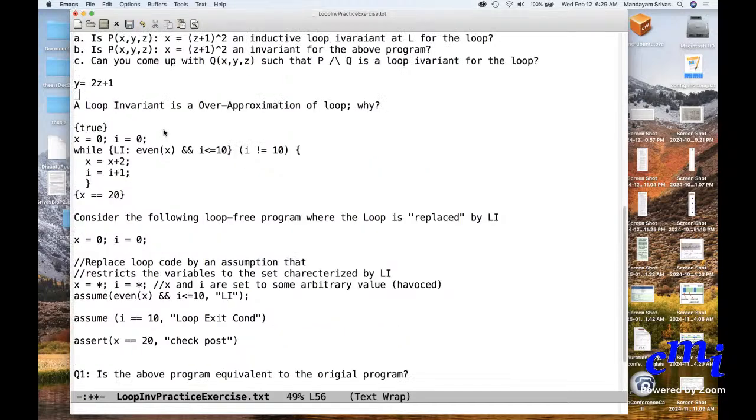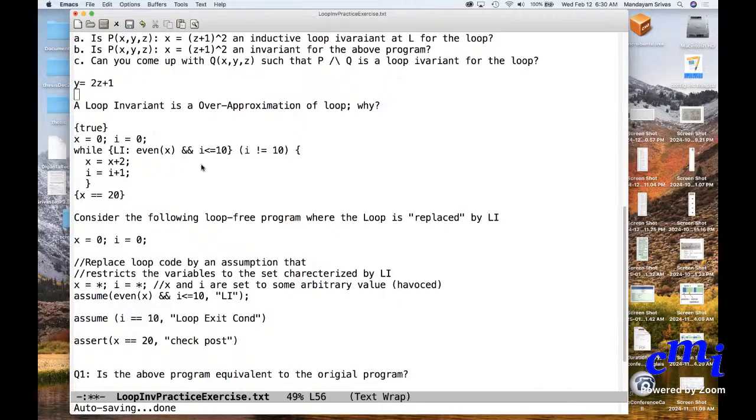I want to re-emphasize that a loop invariant is considered an over approximation of the behavior of a loop. I am introducing explicitly for the first time this notion of over approximation. We will revisit this more in the future. This is our original program, the program that I used to illustrate loop invariants in the last class. Here x and i are initialized to 0, and x is incremented by 2 and i by 1 every time you go around the loop.